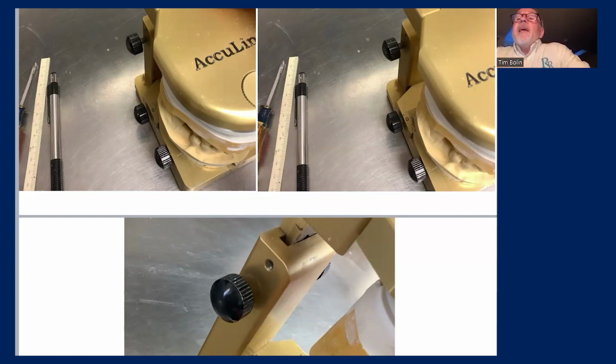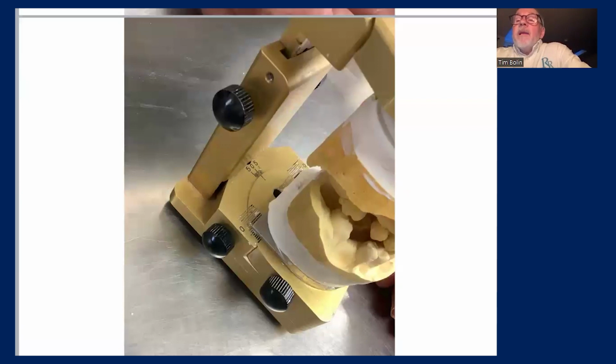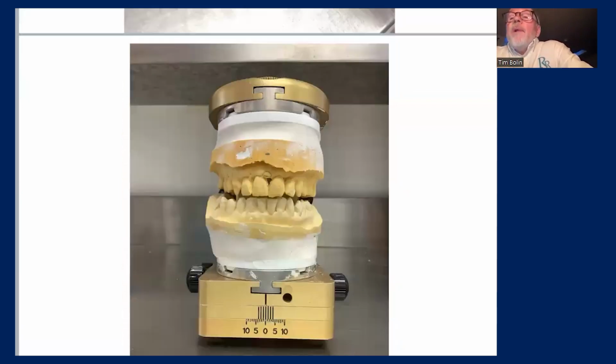Always looking for the scales. This set screw on the left-hand side of the Acculiner is a set screw that allows us to move the lower plate forward. So we loosen that up, we advance it 2.5 millimeters, and that's the position that we will fabricate our appliance to. So there's our vertical opening. We've got 2.5 millimeters of pure vertical, 2.5 millimeters of rotational opening, and 2.5 millimeters of mandibular advancement.